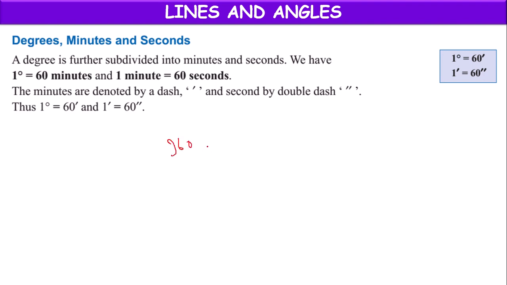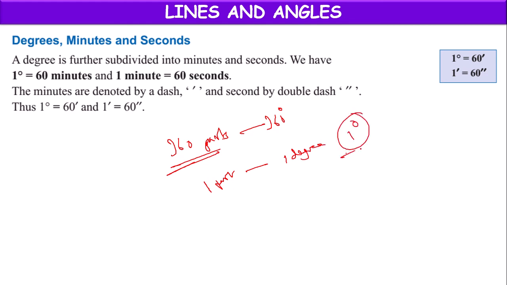So mainly the concept is a circle is divided into 360 parts, which is equal to 360 degrees. So one part equals 1 degree.